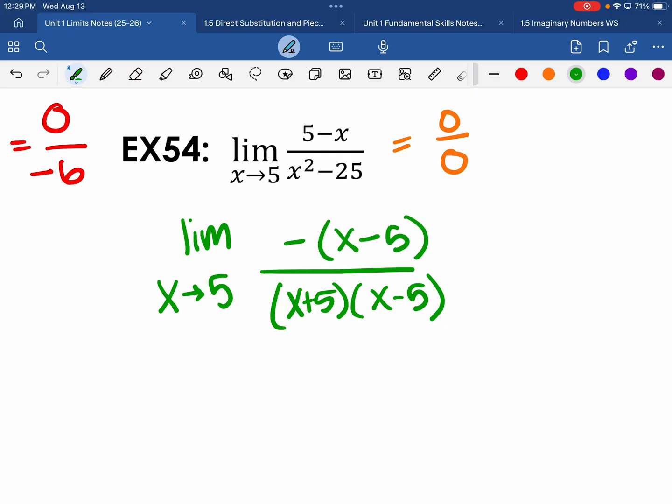So do you see how it's 5 minus x? It's backwards. All right, so to make it unbackwards, we're going to take a negative out and write it as x minus 5 because you're just changing the signs. All right, so now these guys cancel.